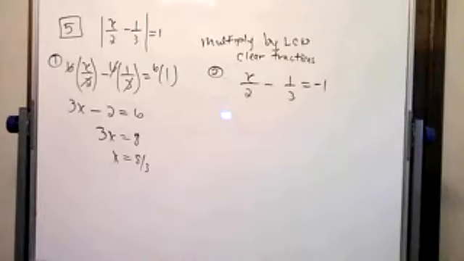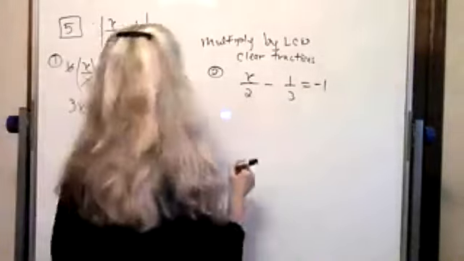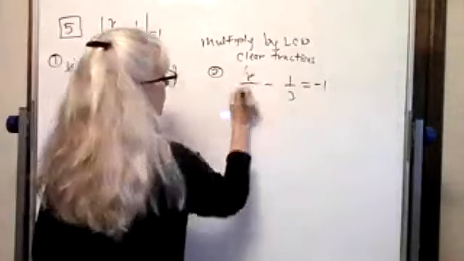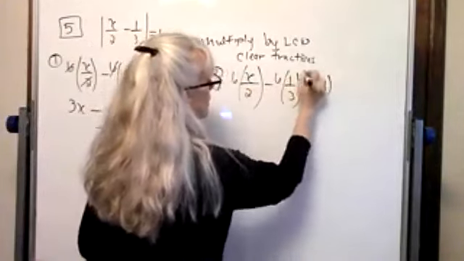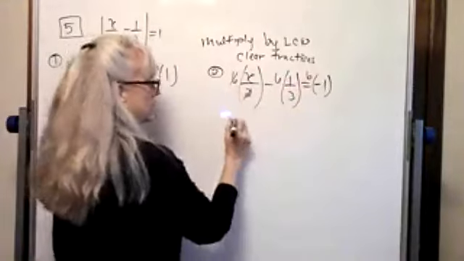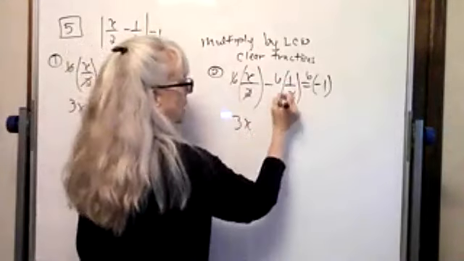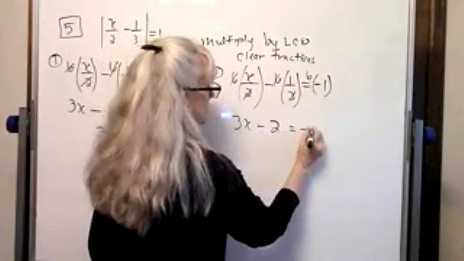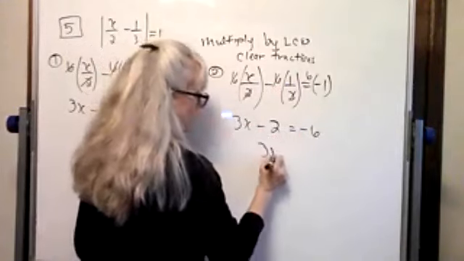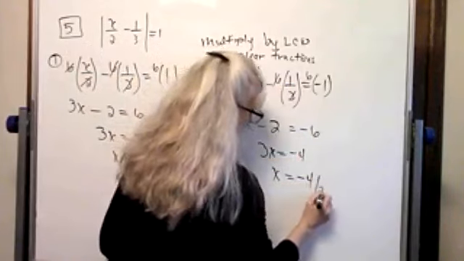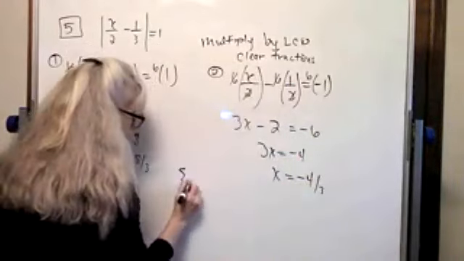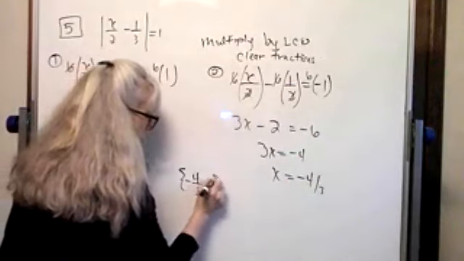We'll do the same thing on the second equation. We're going to multiply everything by that 6. Same kind of canceling goes on. You're going to get 3x minus 2 equals a negative 6. So 3x equals a negative 4, and x is negative 4/3. So our solution is that negative 4/3 and the positive 8/3.